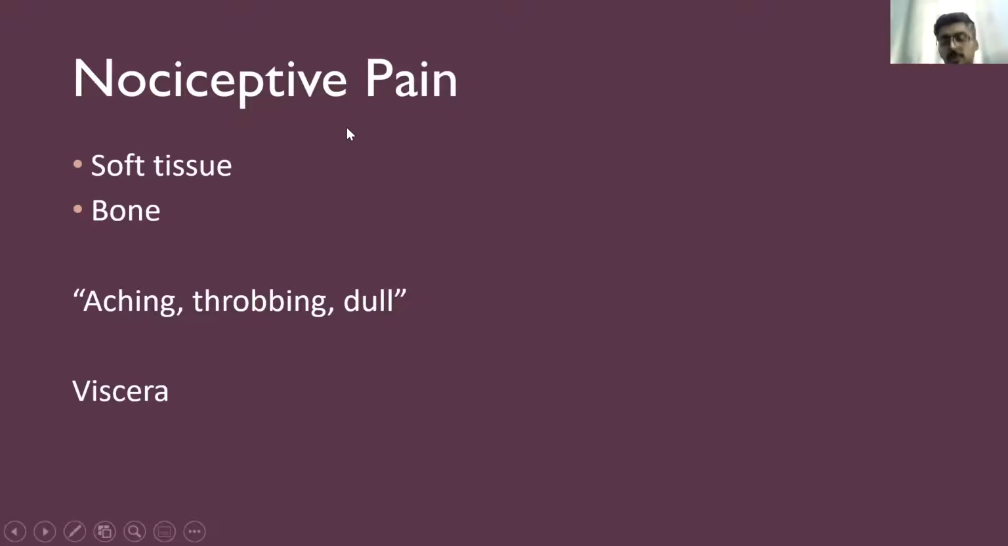So basically, just to revise, in a broad sense, pain can be classified as either nociceptive or neuropathic. Nociceptive is due to tissue injury. Neuropathic is due to nerve injury, compression, infiltration, anything of that sort. Neuropathic pain can be either central or peripheral. Nociceptive pain can be soft tissue, bone or viscera, which have somewhat different sensations.